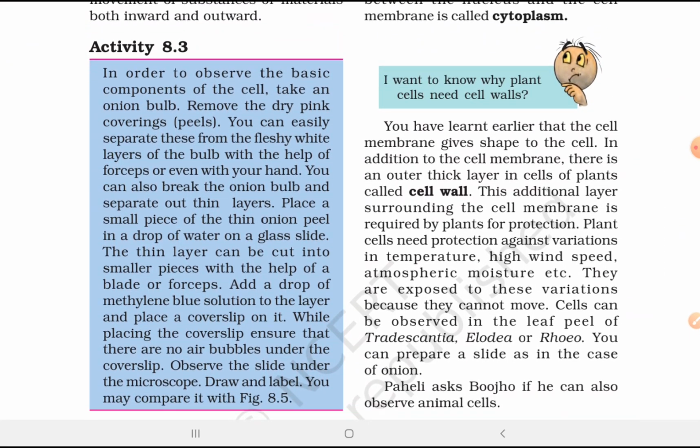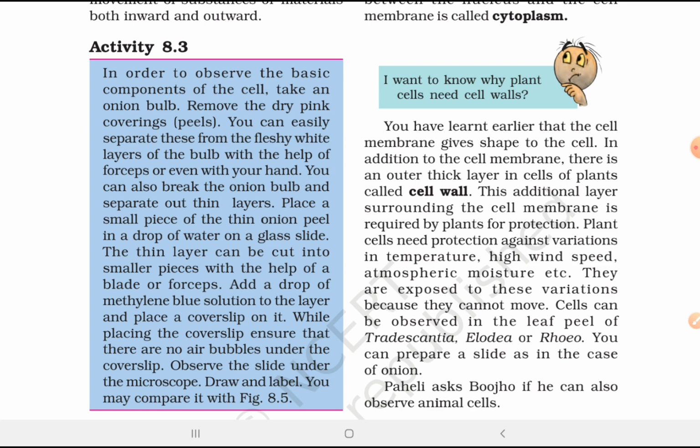Activity 8.3. In order to observe the basic components of the cell, take an onion bulb and remove the dry pink coverings. You can easily separate these from the fleshy white layers of the bulb with the help of forceps or even with your hand. You can also break the onion bulb and separate out thin layers. Place a small piece of the thin onion peel in a drop of water on a glass slide. The thin layer can be cut into smaller pieces with the help of a blade or forceps.